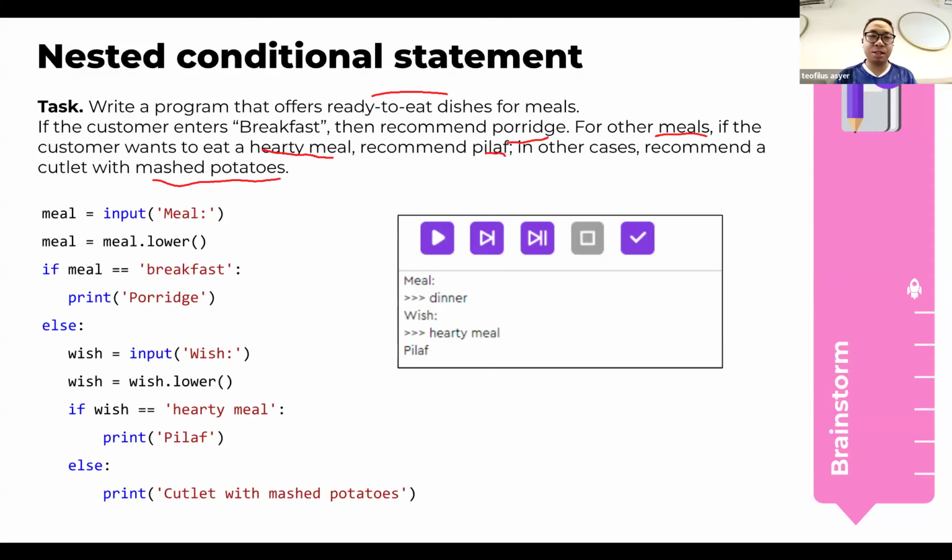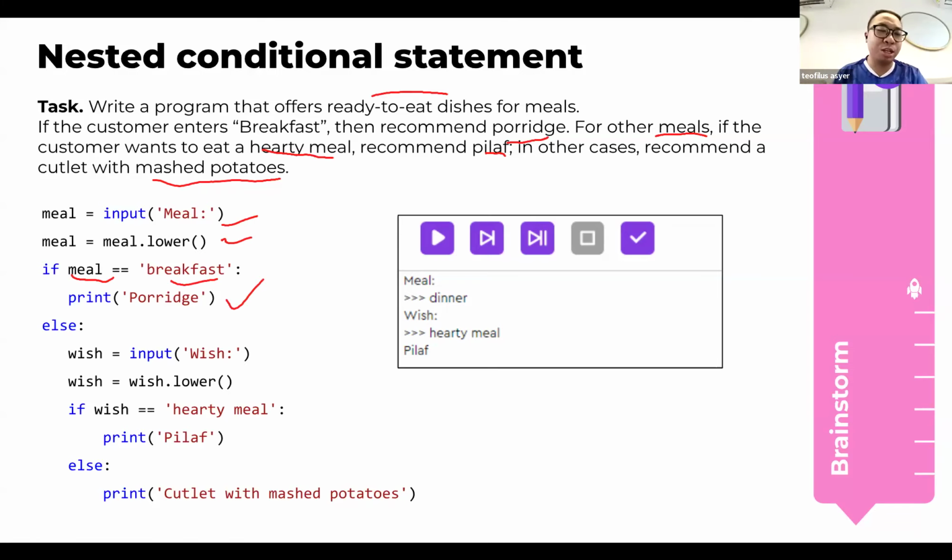So how to program this? As usual, prepare the question first. After preparing the question, prepare the lower to make sure there are no errors in typing the answer. And then after that, you can go to the conditional statement. So if the meal equals breakfast, you will recommend, what is it? Porridge.